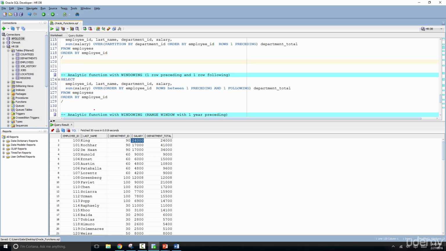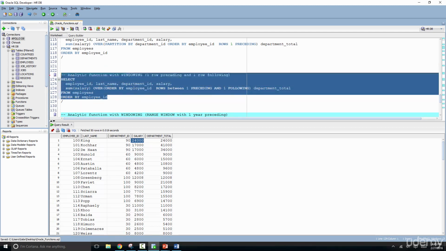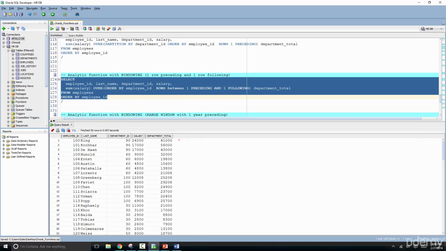So preceding means the rows before, following means the rows after. So in this case, we are just saying, give me the sum of salaries for that employee and one employee who is directly behind him and the employee who is directly in front of him. If I run that, it gives us separate results again, which is exactly what we saw in our slideshow. So for the employee Austin, for instance, his running total would be the sum of the salary of the person who is directly behind him, who is Ernst, and his salary, and the person who is directly in front of him. And that sum gives us 15,600.